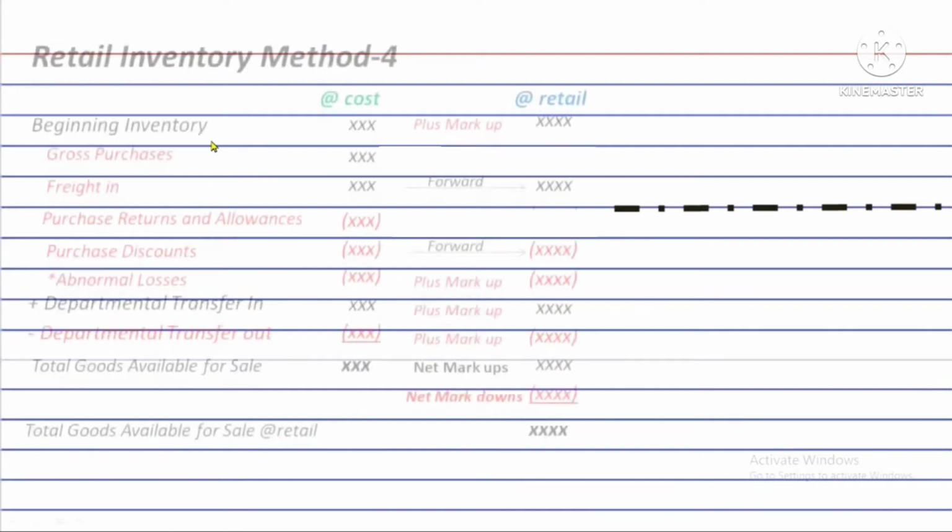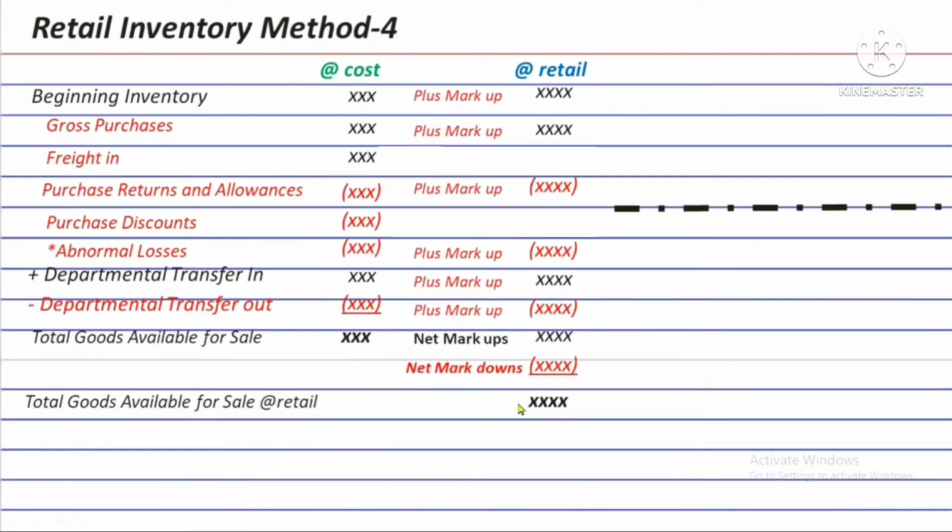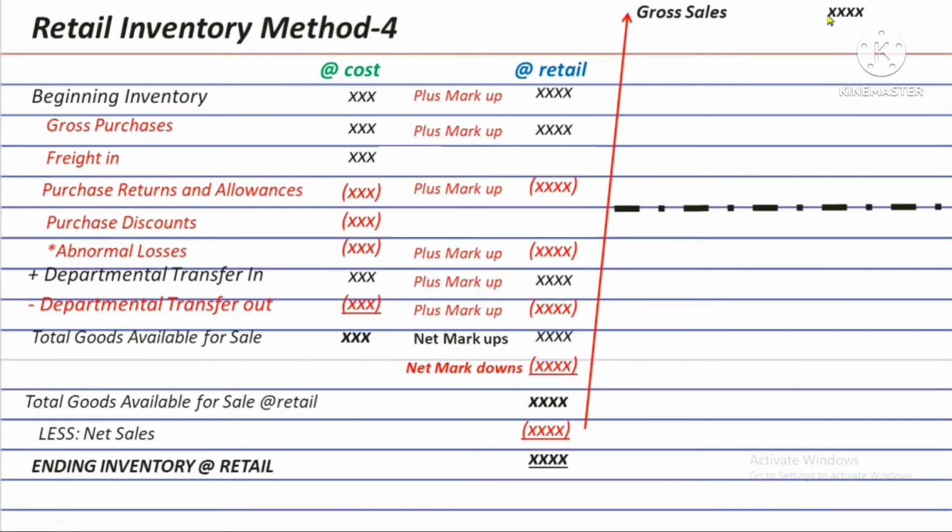So, I told you in the past episode that if you have already computed the total goods available for sale at retail, then you just have to deduct the net sales from it to get the ending inventory at retail. So that's our goal. However, I told you also that it's not as easy as that because net sales has components. One of its components is gross sales, and the gross sales will be deducted with sales returns and allowances.